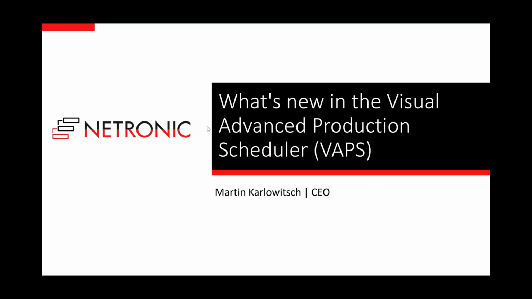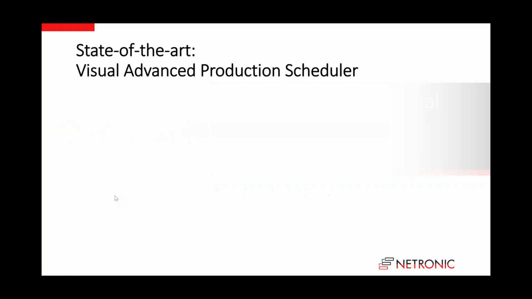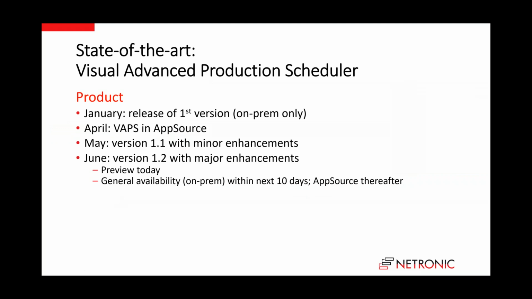The VAPS is a new product that we brought into market earlier this year. So before we look at what's new, let's look at where we are. The product was released in January as an on-premise version only in the very beginning. We then managed to get the product into app source in April. We shipped a version with small enhancements quite silently in May. And now we are actually finishing a version with some major enhancements.